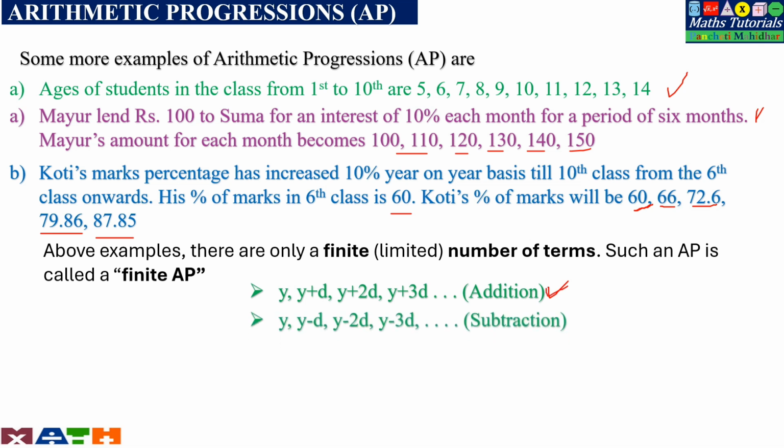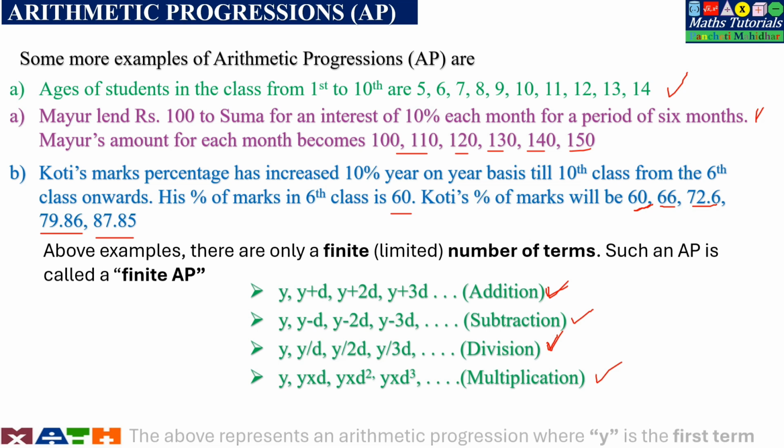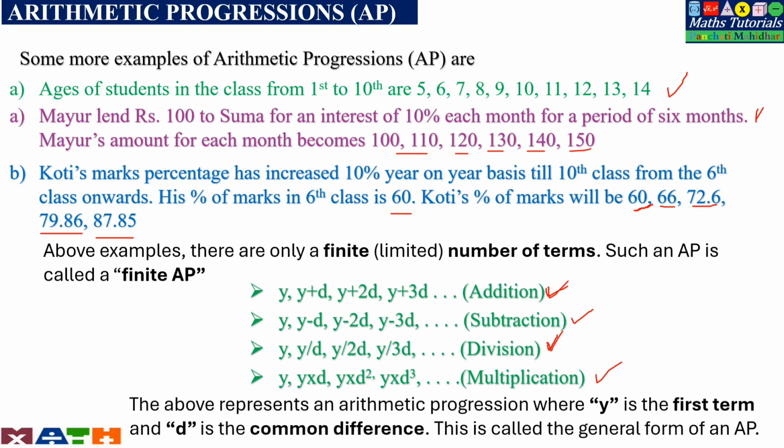Y minus D, Y minus 2D, Y minus 3D: we are subtracting a common number from the first term and its preceding term. Y by D, Y by D, Y by 3D: it is a division. Y into D, Y into D square, Y into D cube: multiplication of a fixed number to the first term. The above represents an arithmetic progression where Y is the first term and D is the common difference. This is called the general form of an arithmetic progression.